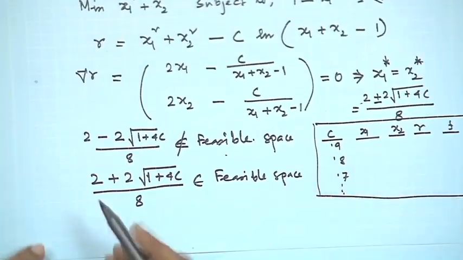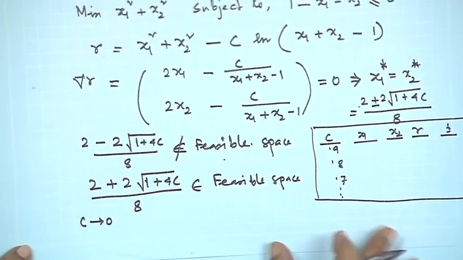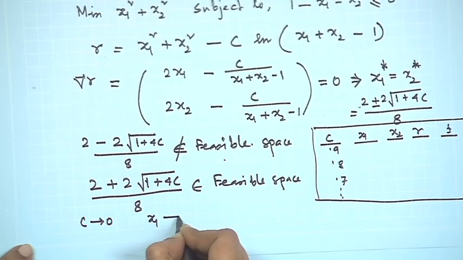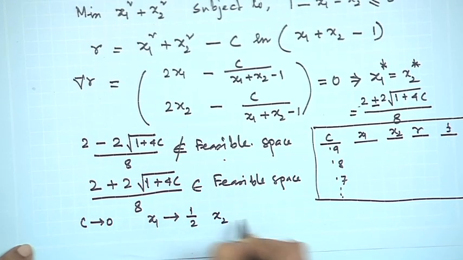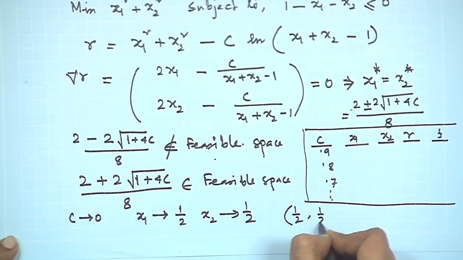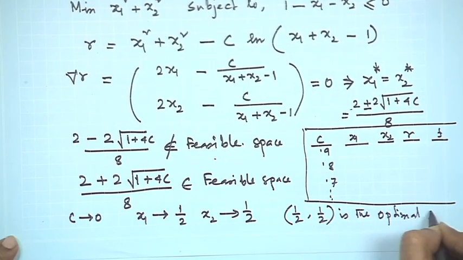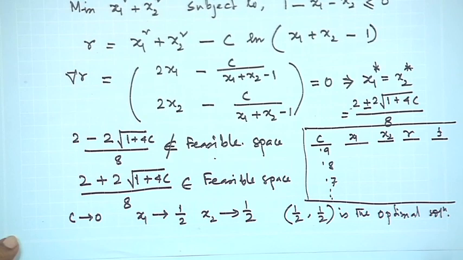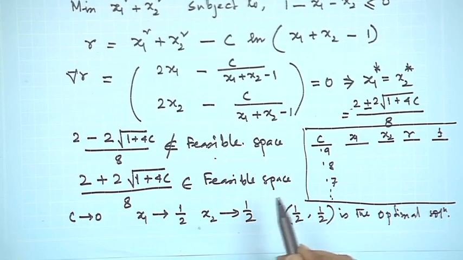Other way, what we can do is take c tending to 0. If c tends to 0, we see that the x1 value will tend to 2 plus 2 divided by 8, that means half. The x2 value is also tending to half. That is why we can declare half is the optimal solution. Same thing you will get through this table as well. What I suggest is you just check it, and for the previous problem also, just do the same exercise. Thank you for today.